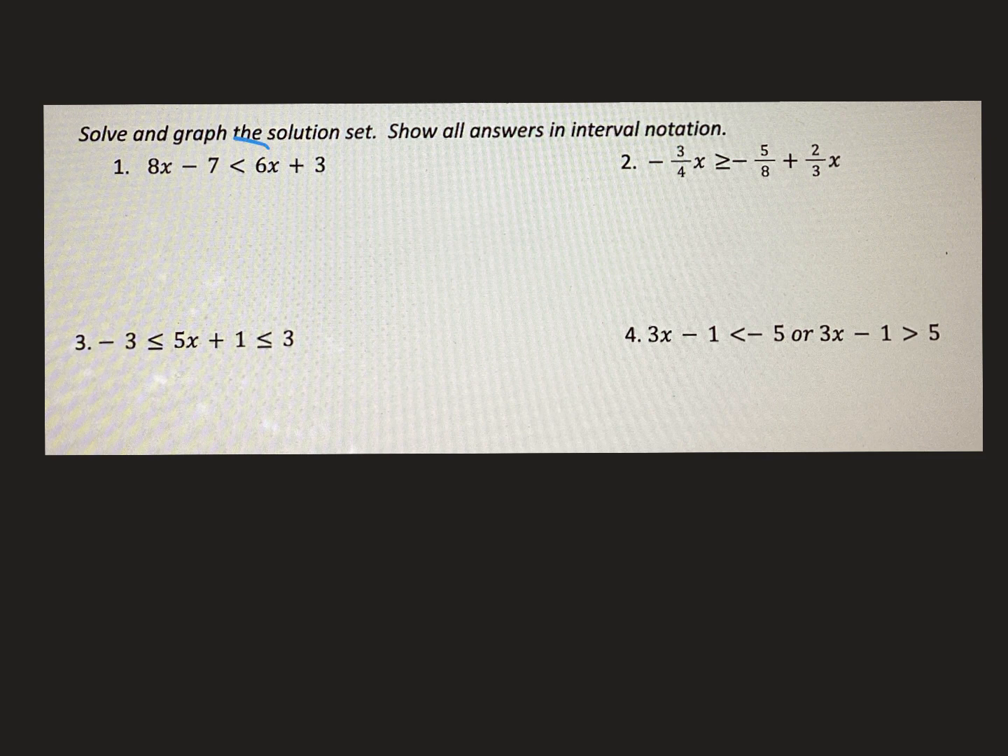Number one, I'm gonna move stuff over here. Remember, when you're solving an inequality, you can solve it just like an equation. So I'm gonna move that 6x over first. Then I'm gonna move that 7 over, make that 10, divide by 2, it gives you 5. Now it says x is less than 5.